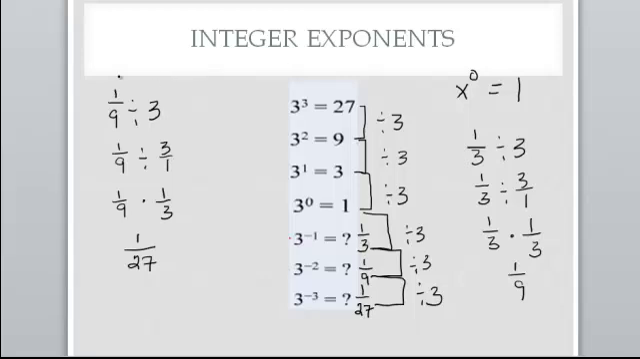So a shortcut, so you don't have to do all of this stuff and all of this stuff, the shortcut will be to remember, if you have a negative exponent, you just flip it over. Flip it to the other side of the fraction.